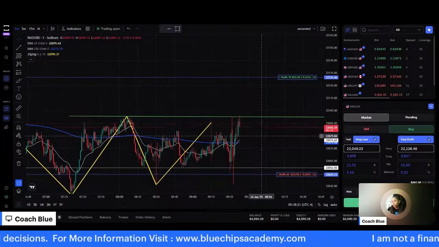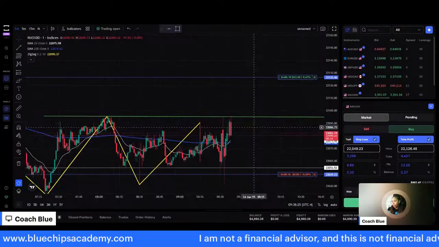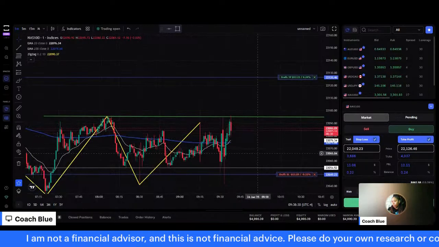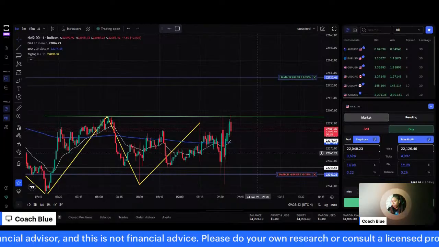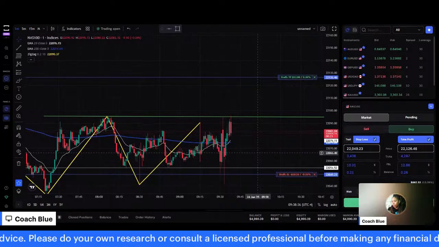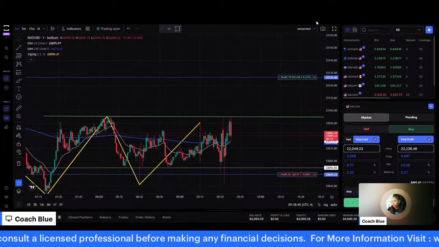And if not, that's totally fine. But we just adjust to whatever happens. Oh, it looks like we're getting rejected again. Let's see. 30 seconds left on this candle right here. Yep. So it's repeating the pattern once again.